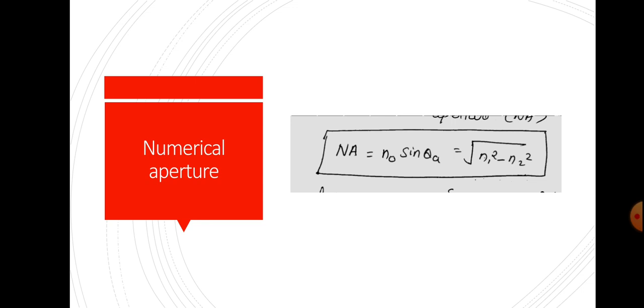Next is the numerical aperture, and the relationship that connects the acceptance angle with the numerical aperture is Na equal to n0 into sine theta a, where theta a is the acceptance angle and Na is the numerical aperture. The numerical aperture is the measurement of the ability of an optical fiber to capture light. Na is used to measure source to fiber power coupling efficiencies. A high Na indicates a high source to fiber coupling efficiency. So this is all about the numerical aperture. These are terms that sometimes may be asked for short answers. That is why I am discussing this.